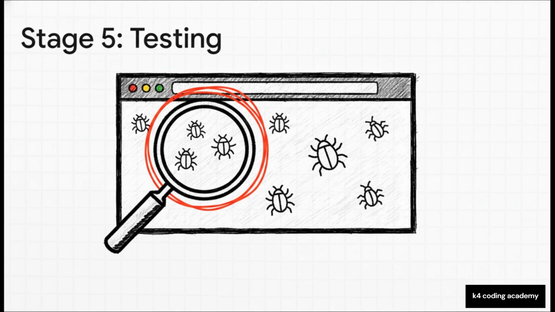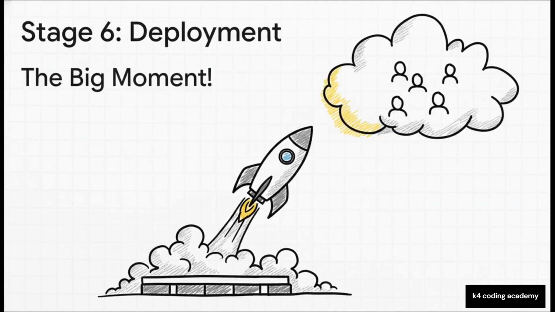Nope. It moves on to stage 5, testing. This is where the quality assurance, or QA team, takes over, and their mission is absolutely critical. Find and report every single bug, glitch, and broken feature before it ever gets into the hands of a real user. So, after all that rigorous testing and bug squashing, it's finally time for the big moment, stage 6, deployment.